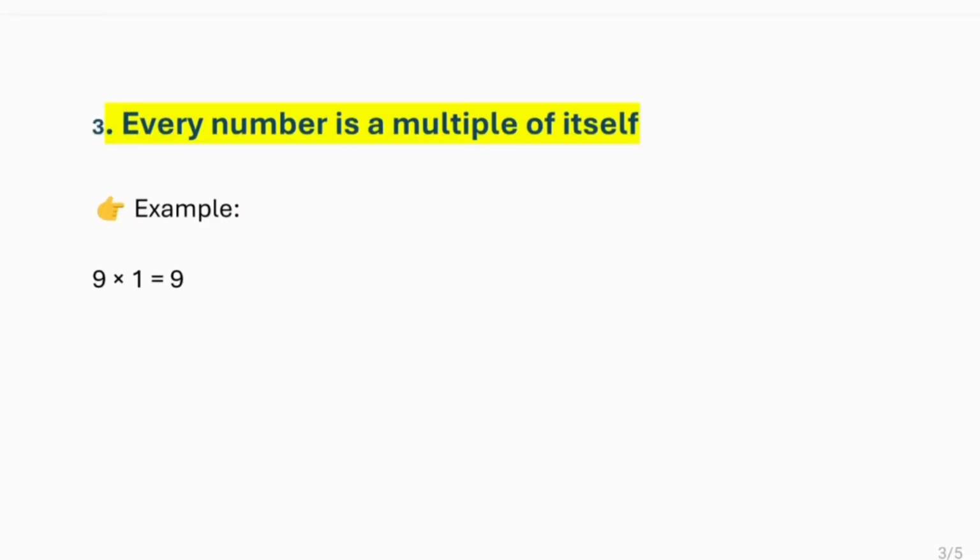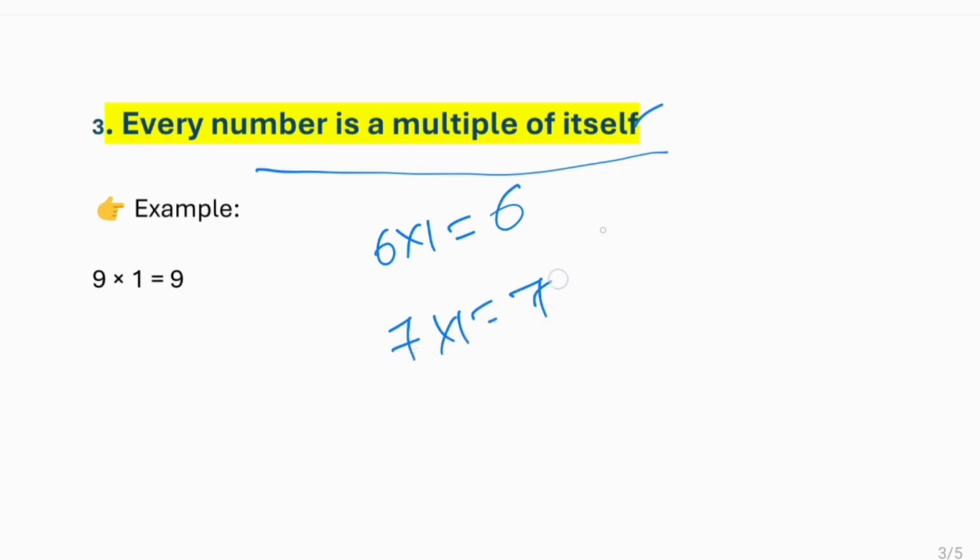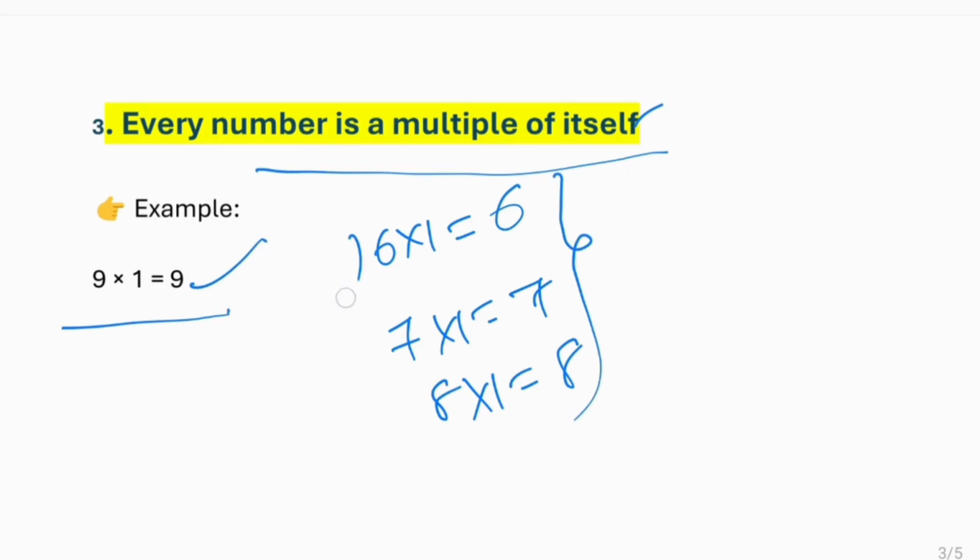And next one, every number is a multiple of itself. For example, 6 into 1 is equal to 6, and 7 into 1 is equal to 7, and 8 into 1 is equal to 8, and 9 into 1 is equal to 9. Here we observe that every number is a multiple of itself when we multiply with 1. Is it clear?